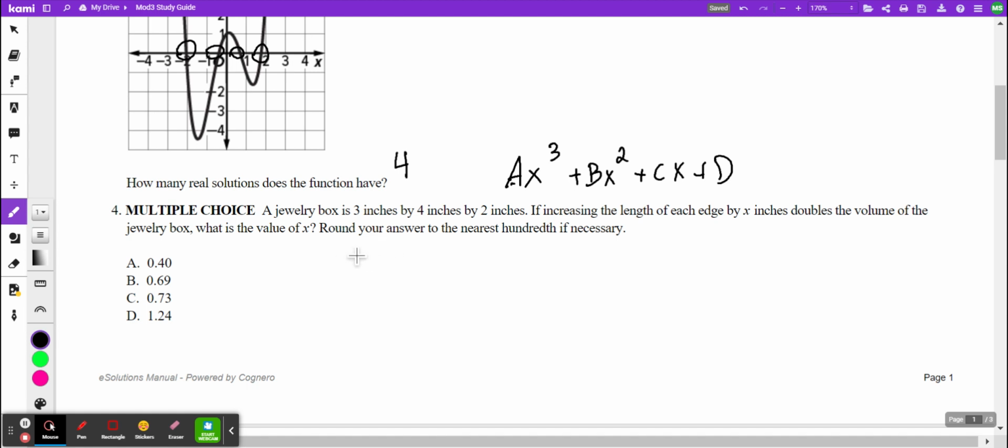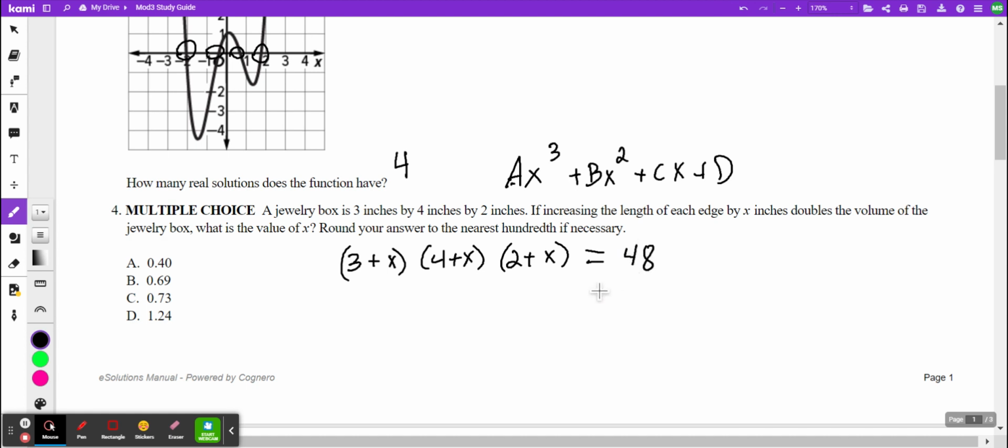So basically, we can figure out it's 3 plus x, it's going to be 4 plus x, and then we're going to have 2 plus x. They're increasing each side by x inches. And they're saying, what if the volume doubles? Well, if I multiply this out, 3 times 4 is 12, times 2 is 24. Well, my volume is going to be 48.